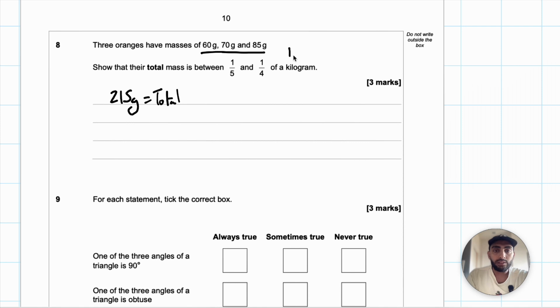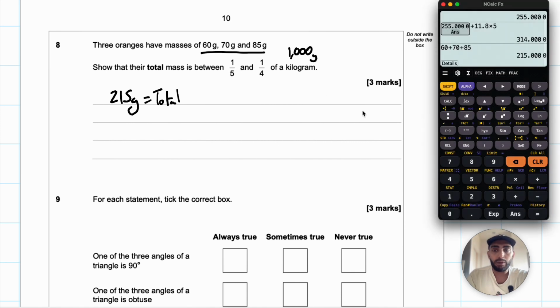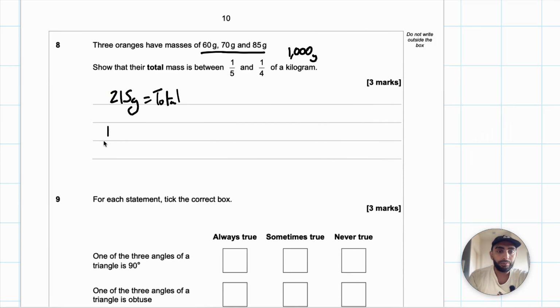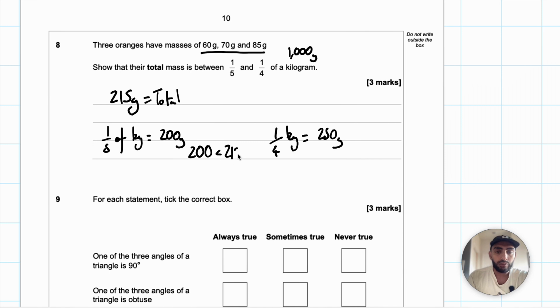1 kilogram is the same as 1,000 grams. So we're going to divide it by 5 and we're going to divide it by 4. 1,000 divided by 5 gives me 200. And that's in grams. And 1/4 of a kilogram is the same as 250 grams. And we can see 215 is between 200 and 250. Well, we could write it like this. 200 is smaller than 215, and that's smaller than 250. So it's in the middle of those two.